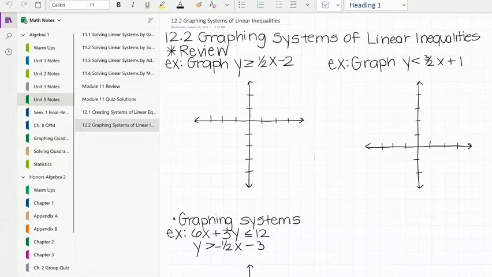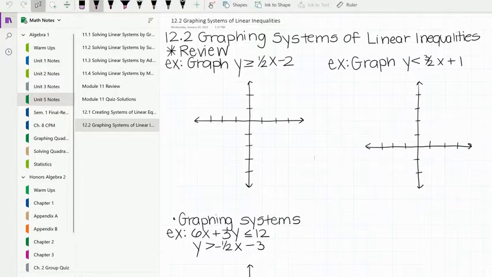Section is 12.2, which is graphing systems of linear inequalities. So it's kind of combining a couple things that we've done. We've obviously been working a lot on graphing systems of linear equations, where we graph the two lines and then figure out where those two lines intersect. And then going back to last semester, we talked about just graphing linear inequalities. So now we're going to combine that and graph linear systems.